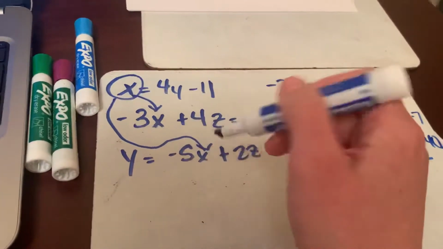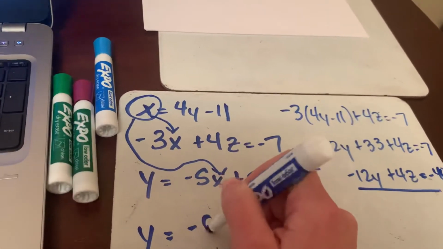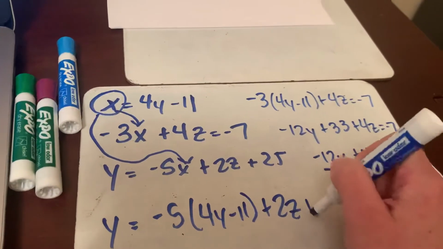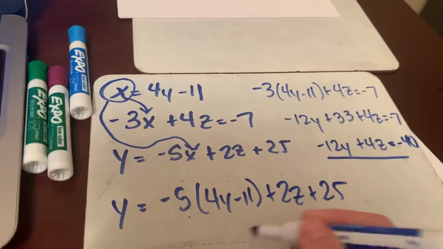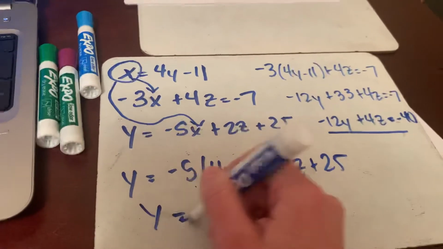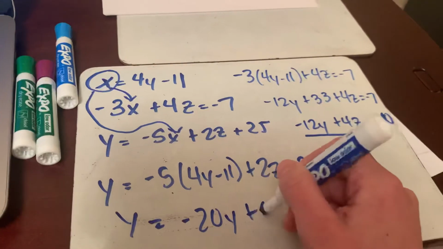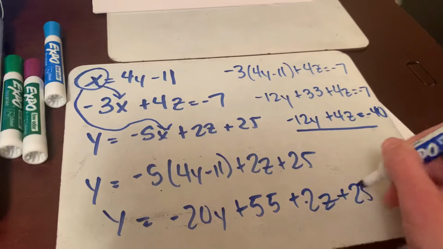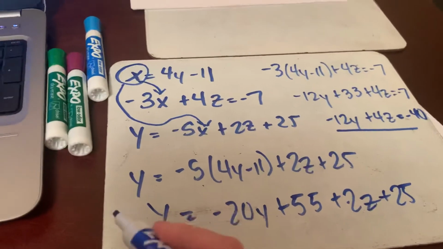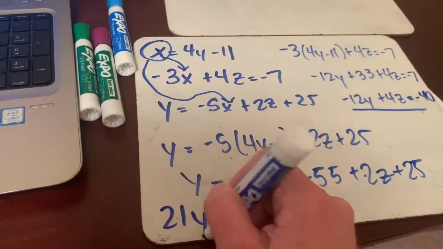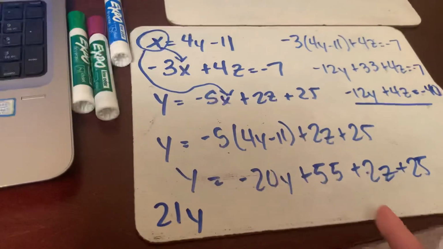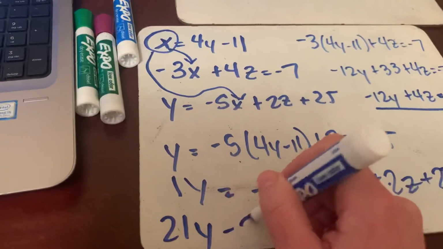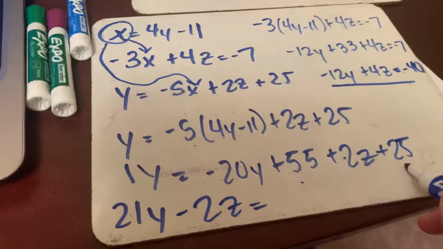Now I'm going to substitute it into the next equation. When I do that, I'm going to get y equals -20y. Make sure you distribute to get a +55, 2z plus 25. So I'm going to bring y to this side. It's going to be +21. Be careful, I notice students mess it up a lot. If it's just a 1y, maybe put a 1 there. And then 2z on the other side. And then 55 and 25 is 80.